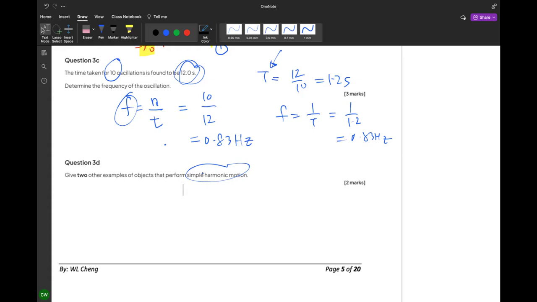Okay, can you give an example? Okay, pendulum. Yes, pendulum is an example. Second example. One more. Pendulum can. Bow string. Like that. You take the bow, then you pull the string.